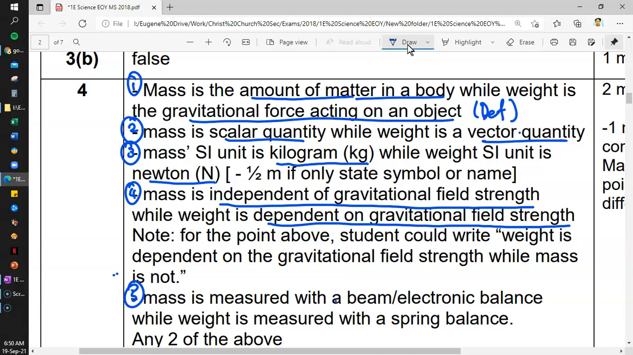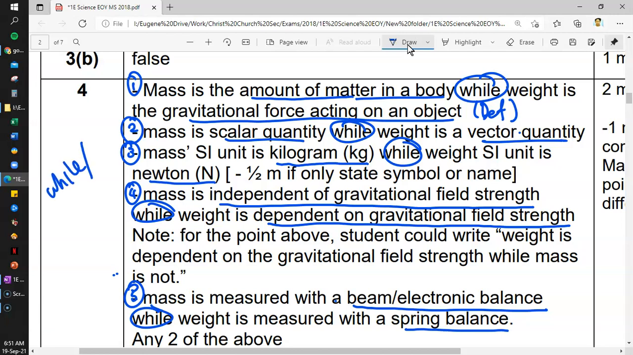Last one: mass is measured with a beam or electronic balance, while weight is measured with a spring balance. So these 5 are the possible answers. Do take note, please always have the comparative term whenever you are stating differences. The comparative term we're using here is the word while. You can also use the word but. You can use the word however. Any one of these comparative terms is alright.